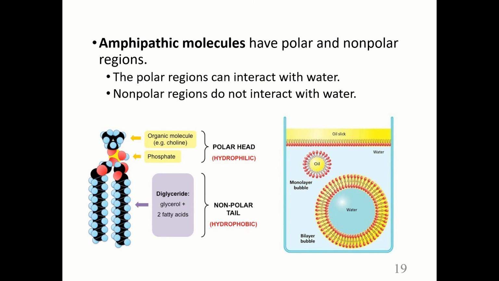Some molecules are amphipathic, meaning they have polar and nonpolar regions. The polar regions can interact with water. The nonpolar regions do not interact with water. One of the most important amphipathic molecules that we'll talk about in anatomy and physiology is the phospholipid. The phospholipid contains a polar head with the phosphate. Recall that phosphate is a polyatomic ion with a negative charge. Being an ion, it can interact with water.